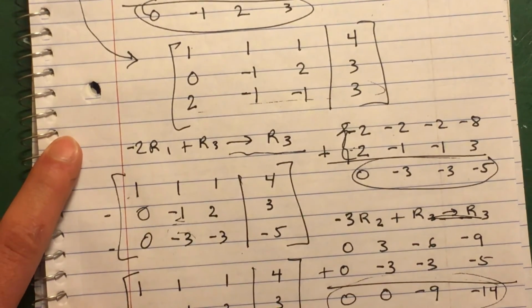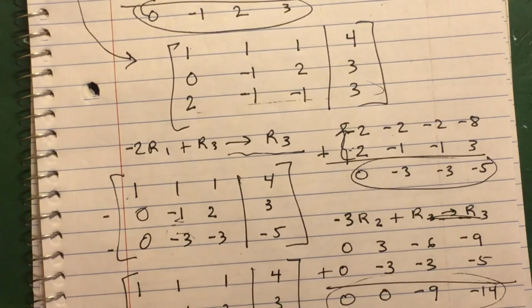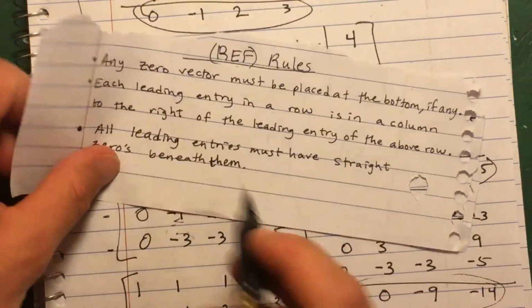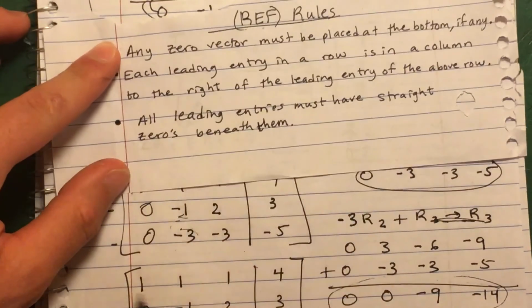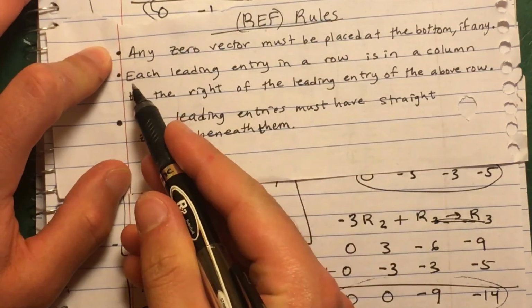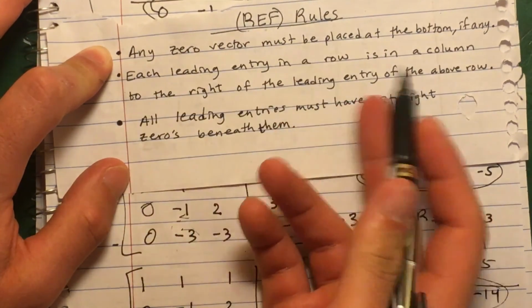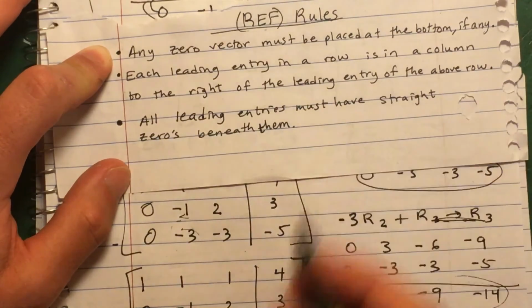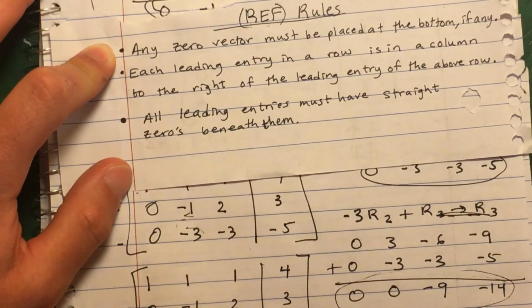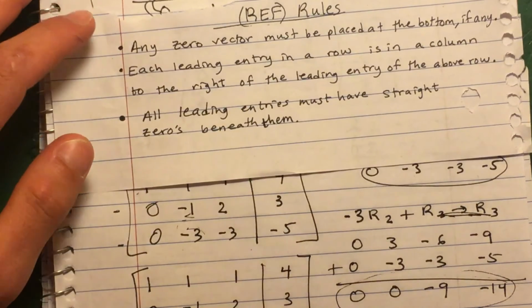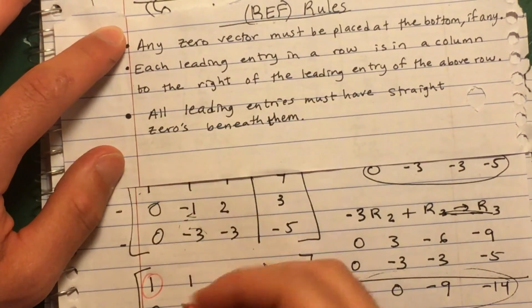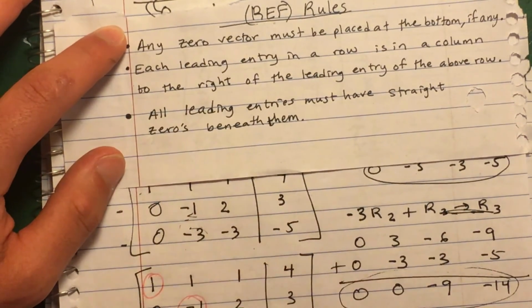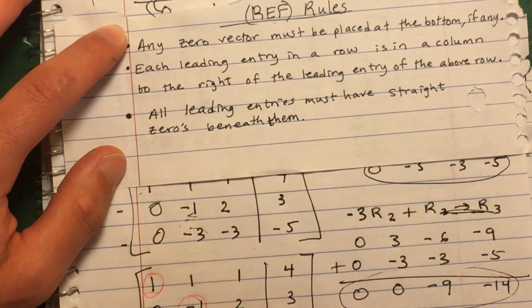And let's check if it satisfies the 3 rules. Do we have any 0 vectors? Nope, we don't. Each leading entry in a row is in a column to the right of the leading entry in the row above. So let's circle our leading entries: this, this, and this.